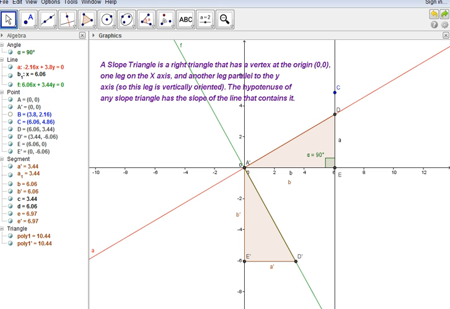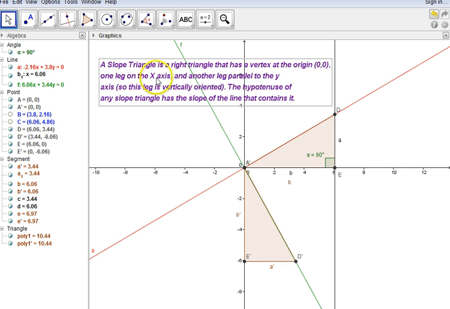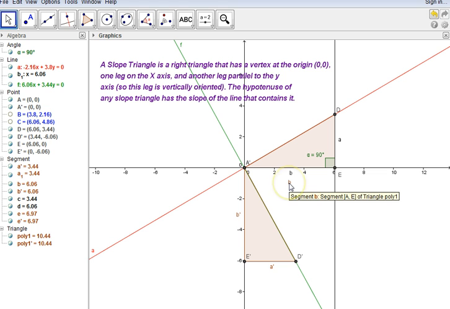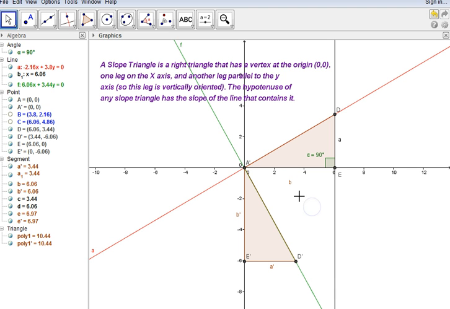which can be demonstrated as rotating any line 90 degrees. So let's clear up this illustration and let's consider the distance between D and E to be A. And let's consider the distance between A and E to be B. And we only need one B here.